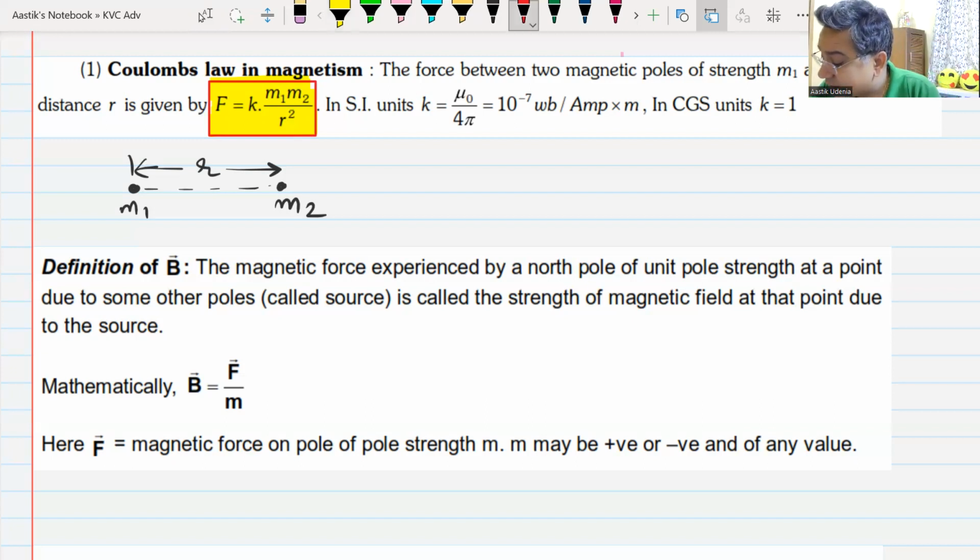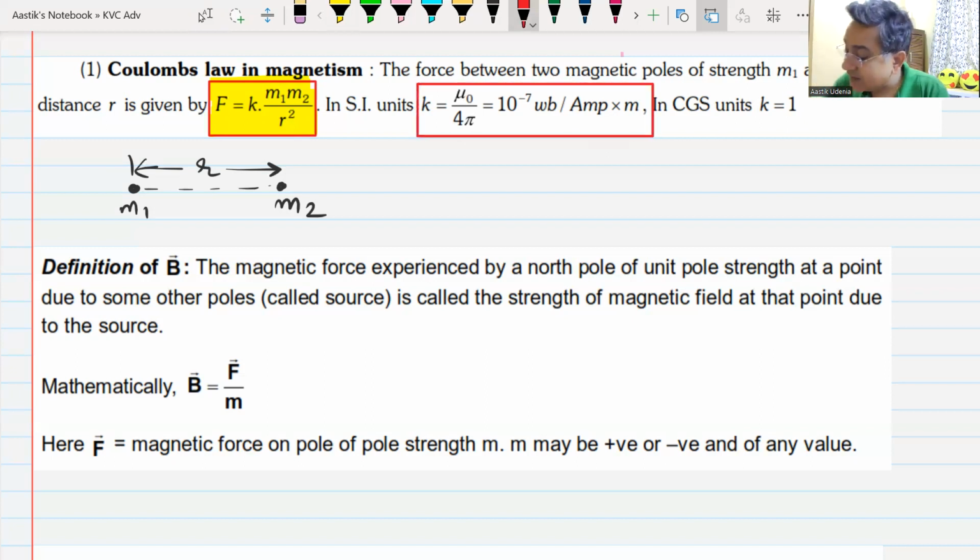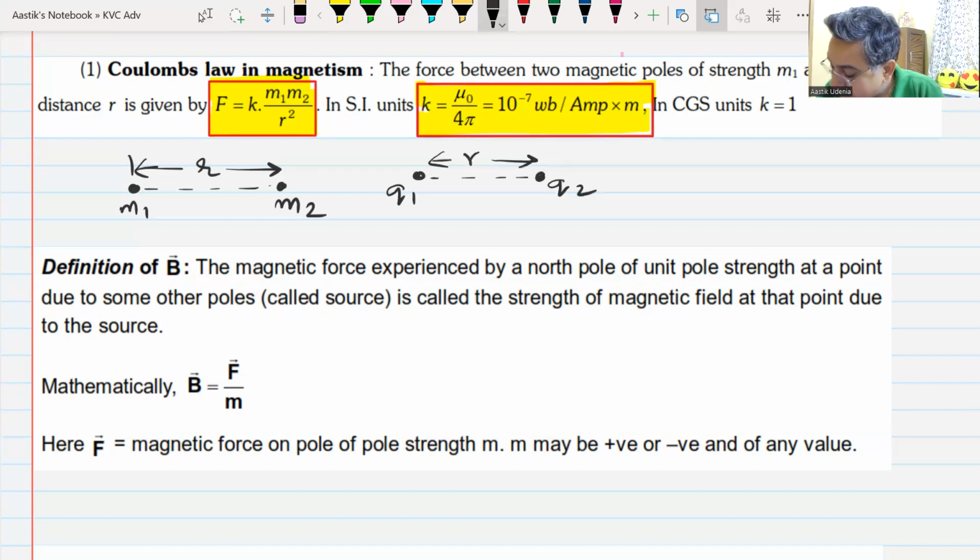The value of this K for vacuum is mu naught by 4 pi, which is equal to 10 raised to the power minus 4 Weber per ampere meter. Now, if you can correlate this with the thing that we had done some centuries ago, Q1, Q2, separated by a distance of R, the electrostatic force between these two Fe was K Q1 Q2 by R square. If they were like charges, it was repulsive. If they were unlike charges, it was attractive. Do we remember that? Yes, sir.